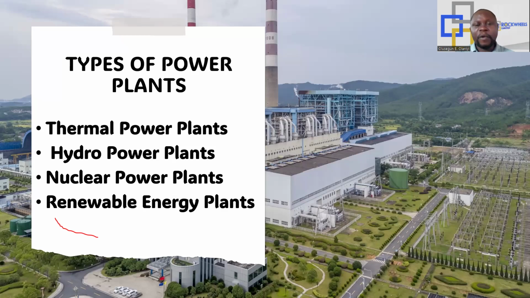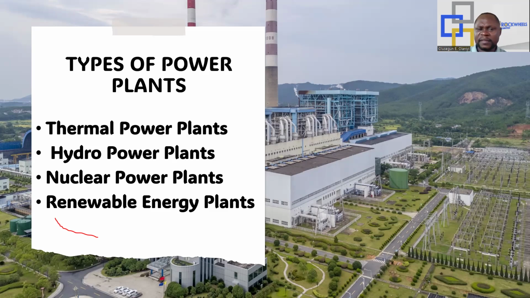Then when we talk about thermal power plants, these plants generate electricity by converting heat energy into electrical energy. Don't forget, we talked about converting different forms of energy into electrical energy when we were defining generation of power plants. So a thermal power plant is just a process of generating electricity by converting heat energy into electrical energy. The common fuels include coal, natural gas, oil, or biomass. Some of these are the fuels that are used in a thermal power plant.